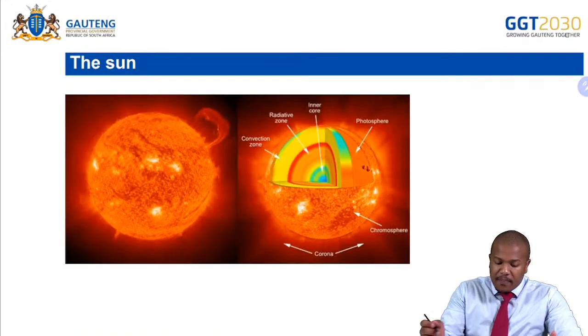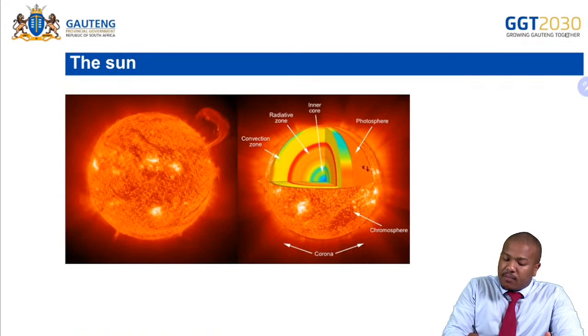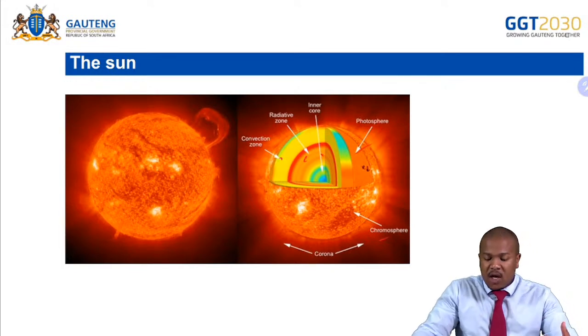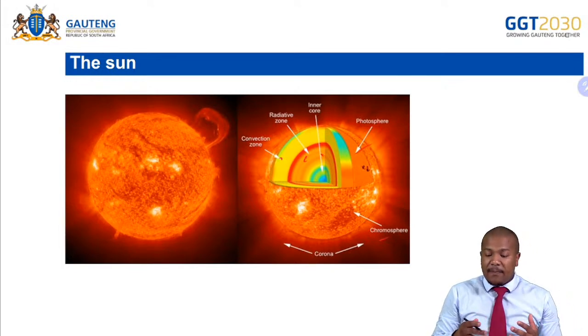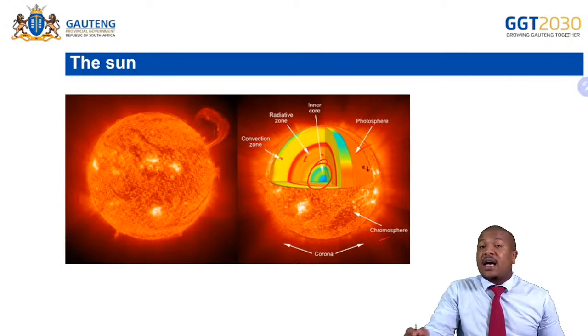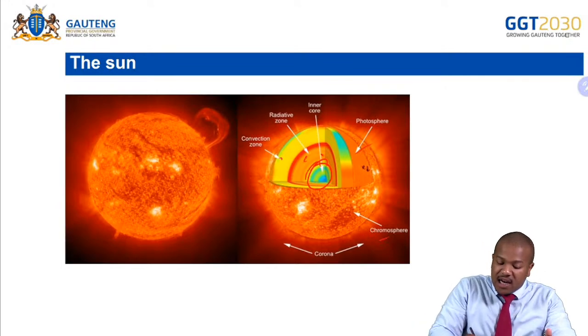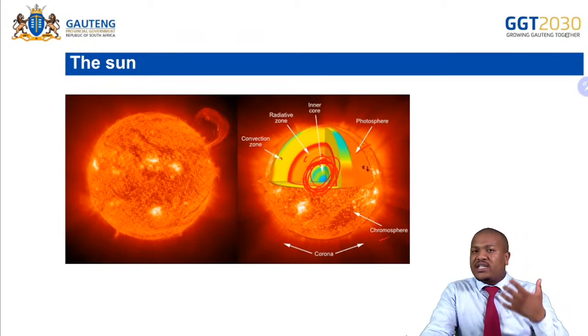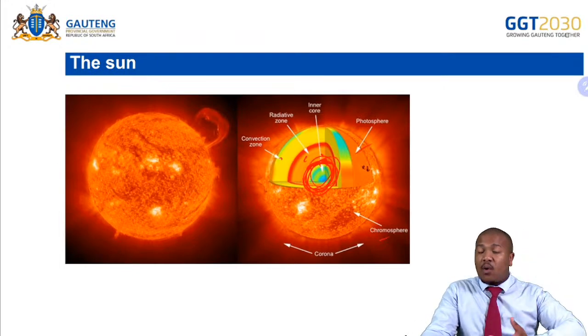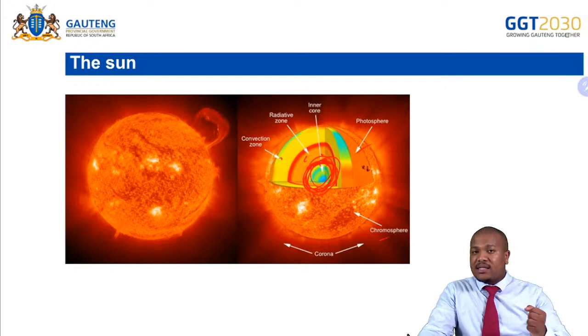So if you remember, we said that the star is made up of different parts such as the convection zone, radiative zone, inner core, photosphere, chromosphere, and corona. Those are all the parts that are in the sun as our star. And in the inner core, that's where you find most of the nuclear fusion taking place continuously, burning and shining the sun.